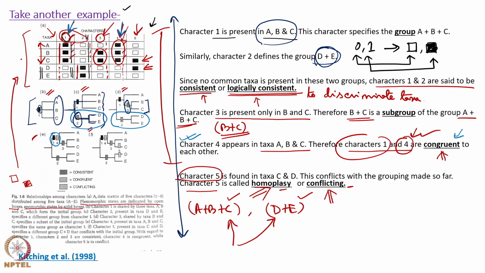Next, we added character 5 as the conflicting character here and here. In this way, progressively the cladogram is prepared. This is the end product. We already classified the characters into consistent, congruent and conflicting, and these boxes are therefore used progressively starting from figure B up to figure F.